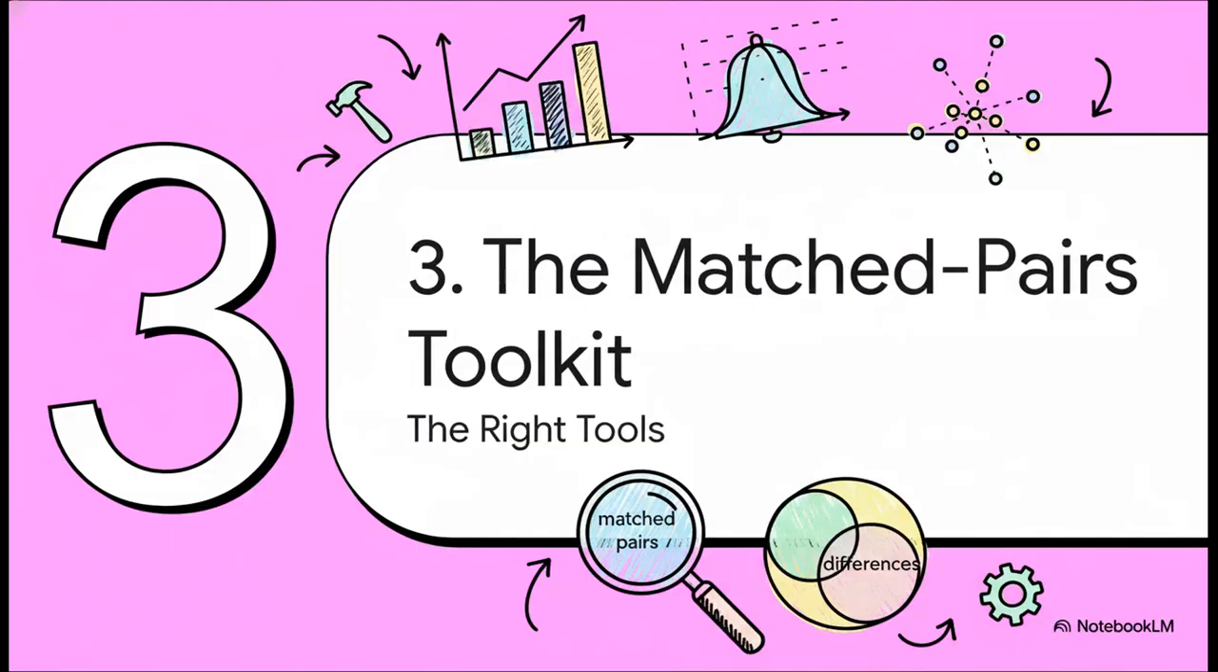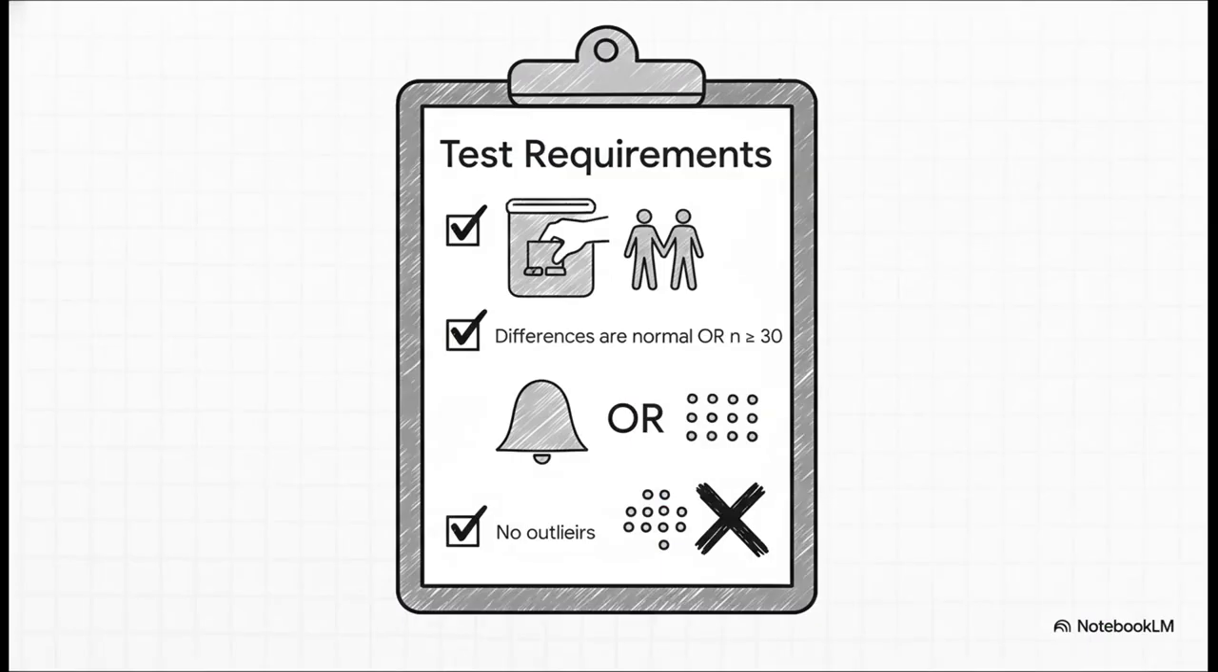So, we have our single list of differences. Now what? What tools do we actually use to analyze it? Well, this is where we open up our statistical toolkit. But first, before we start using these tools, we've got to play by the rules. We need a random sample of pairs. And that list of differences we created should either look kind of like a normal bell curve, or if it doesn't, we need to have at least 30 pairs to work with. And of course, we need to check for any really extreme outliers that could just throw everything off.